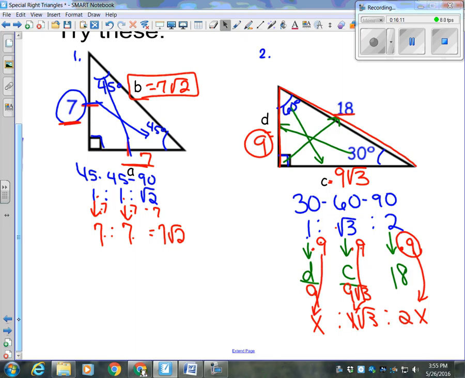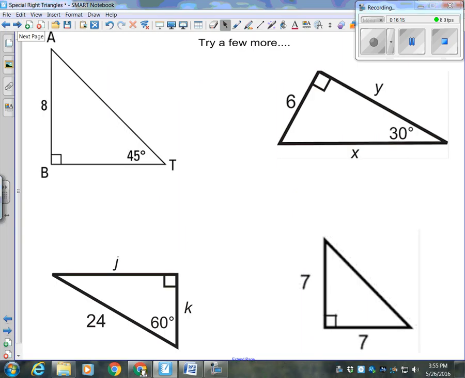All right, we've done those 2 examples. I'm going to pause it, let you pause it, see if you can try these few right here, and then you can come back with us.